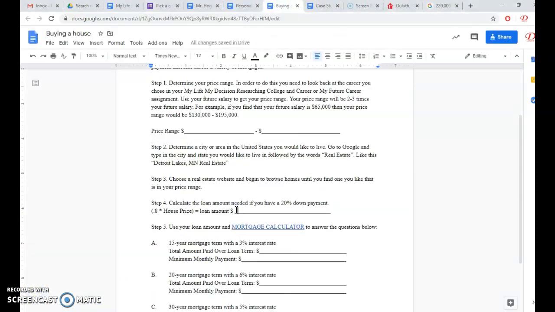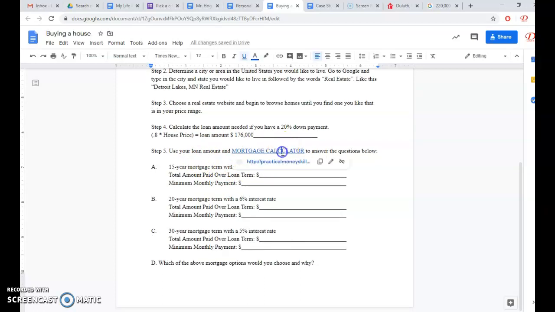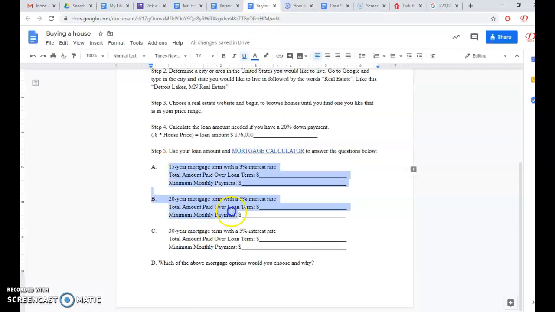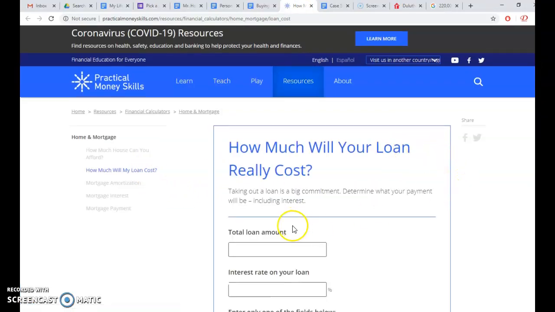So I come back here and I put in my loan amount is $176,000. That's how much I need to borrow from the bank to make this happen, right? Then I go and I use this loan amount mortgage calculator. All right. So I'm going to go into this mortgage calculator. And I've got 3 different scenarios that I'll need to plug in numbers for, right? So this is, it says how much will my loan cost. It's going to load here.